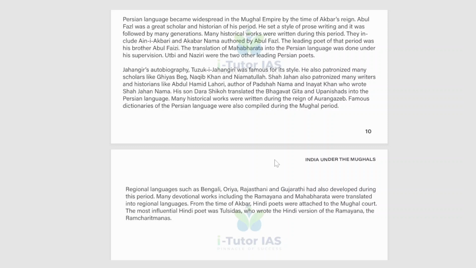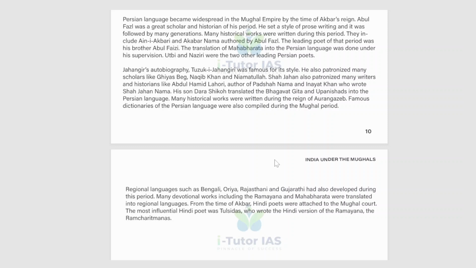The translation of the Mahabharata into the Persian language was done under his supervision, and Utbi and Naziri were two other leading Persian poets. Jahangir's autobiography, the Tuzuk-i-Jahangiri, was famous for its style, and he also patronized many scholars like Giyas Beg, Naqib Khan, and Niamatullah. Shah Jahan also patronized many writers and historians like Abdul Hamid Lahori, author of the Padshah Nama, and Inayat Khan, who wrote the Shah Jahan Nama. His son Dara Shikoh translated the Bhagavad Gita and Upanishads into the Persian language.